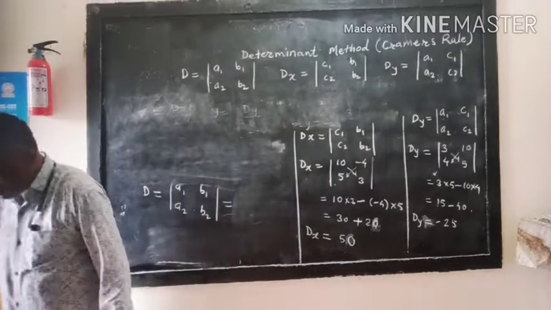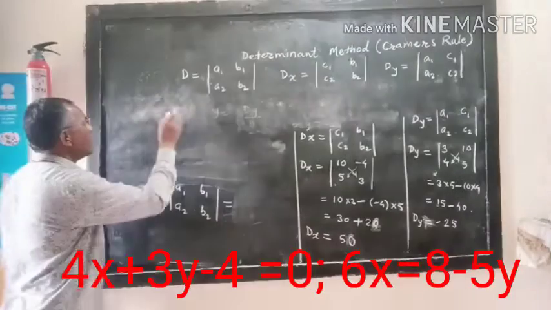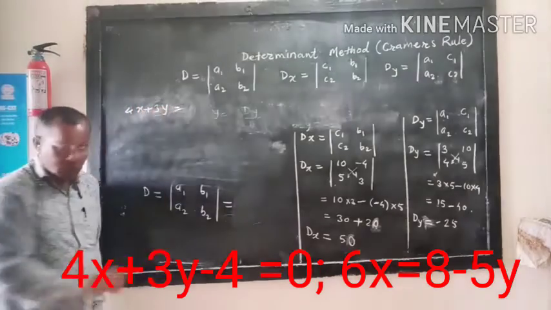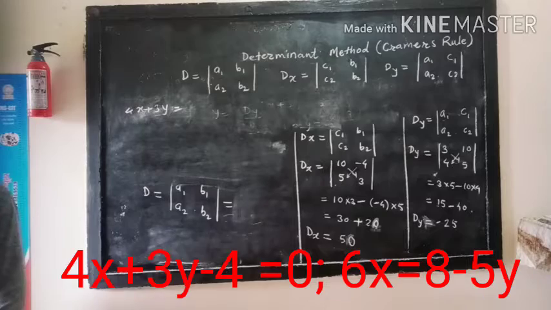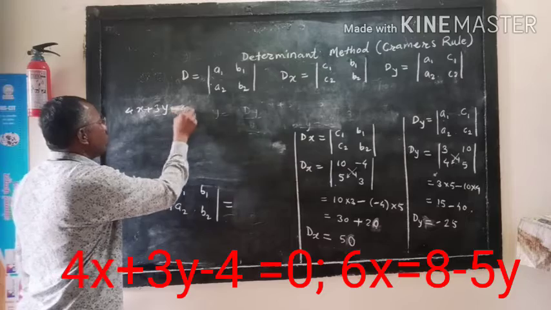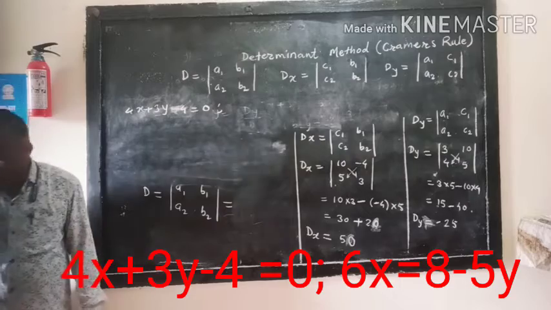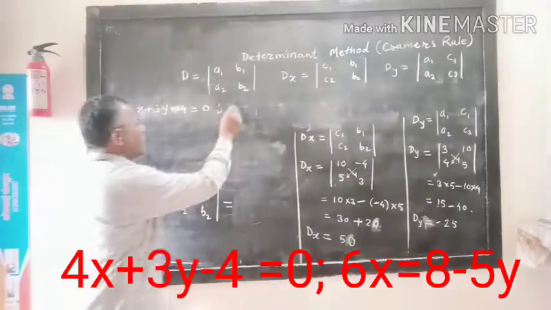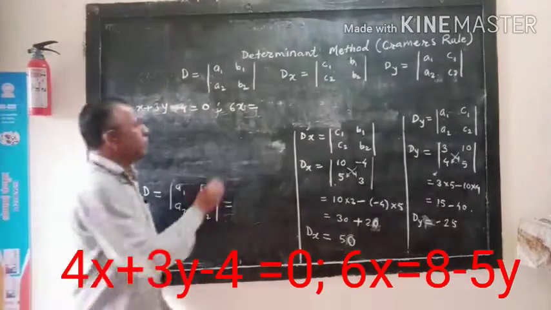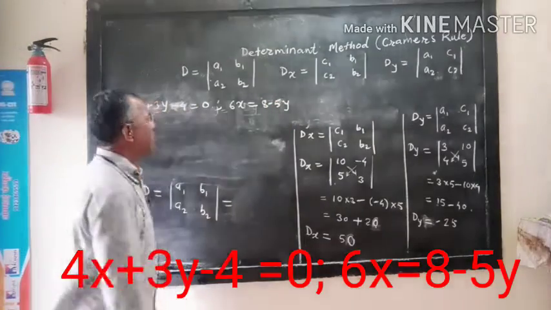The second example is that 4x plus 3y is equal to, 4x plus 3y minus 4 is equal to 0, comma. It is the first equation, comma, 6x is equal to 8 minus 5y. 8 minus 5y. It is the second equation.